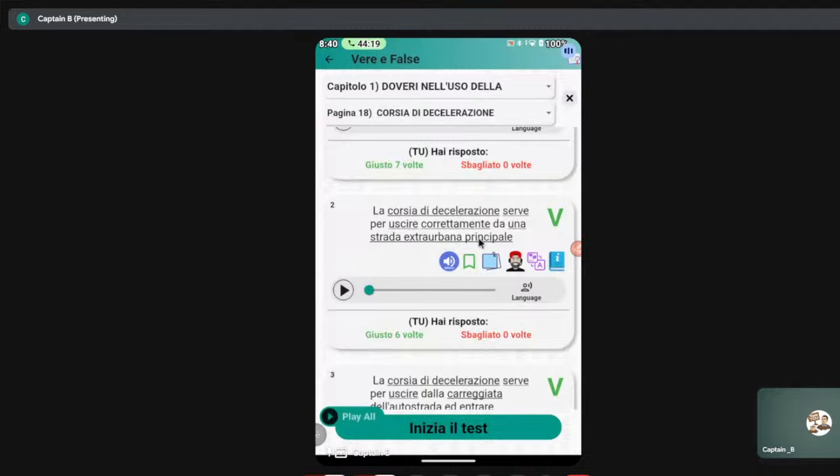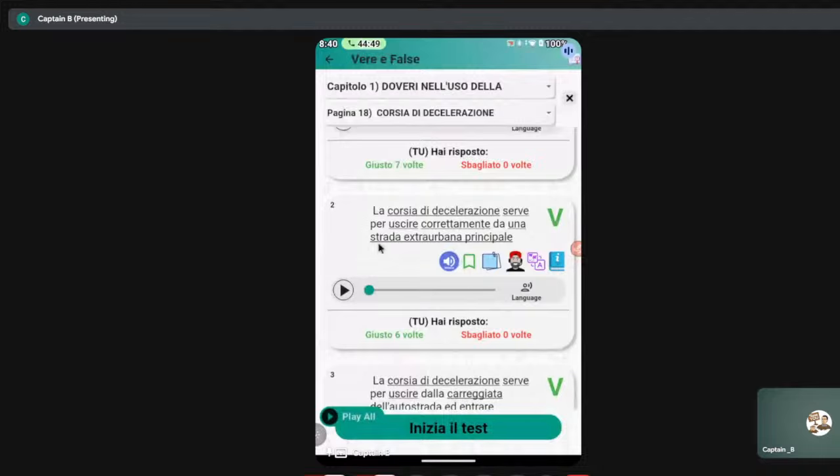Listen now. You say this corsia di decelerazione, which is the deceleration lane, serves for exiting correctly a road known as extraurbana principale. Now you are exiting a strada extraurbana principale. This corsia di decelerazione is used for it. You said so, and it is true.